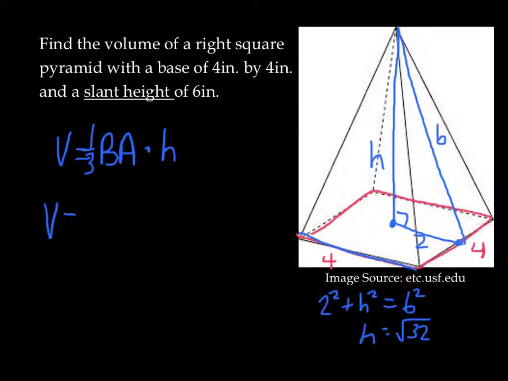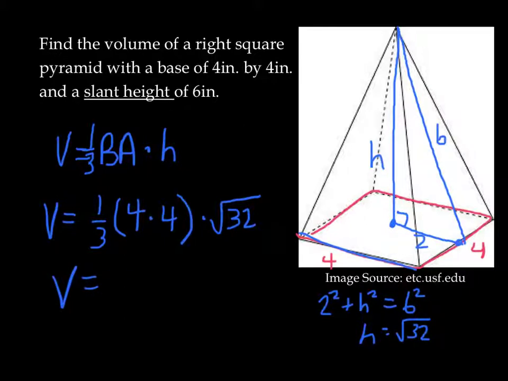Okay, so the volume is 1/3 times the base area, which I'll leave blank, times the height, which is square root 32. Now what's the base area? Well, it's just a square. So the area of the square is going to be 4 times 4. Well, now it's just simply a matter of typing all this into a calculator. So we get 1/3 times 4 times 4 times the square root of 32. And that gives us a final volume of 30.16 inches cubed.